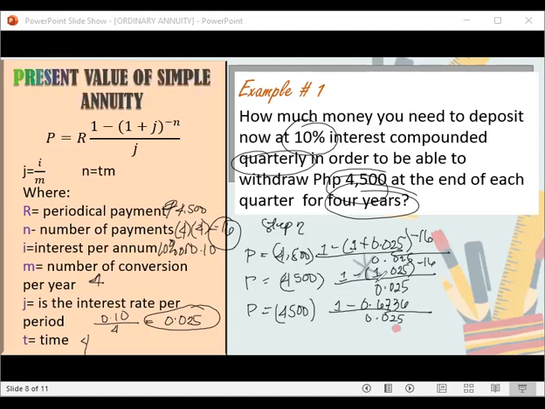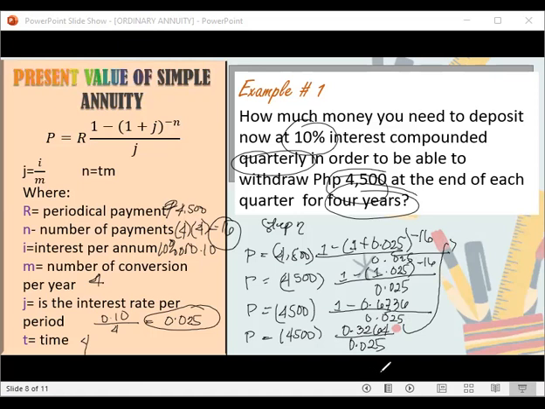Siyempre, para ma-divide na natin, i-minus na natin yung numerator sa 1. So, 0.6736, minus natin sa 1. Copy ko lang itong 4,500. So, the answer is 0.3264 divided by 0.025. So, ayan po. Next na, pwede na nating ma-divide.